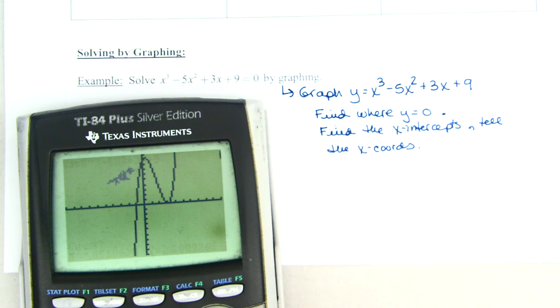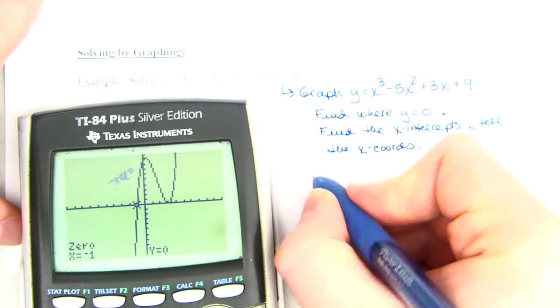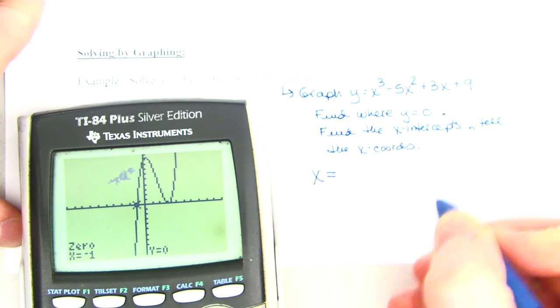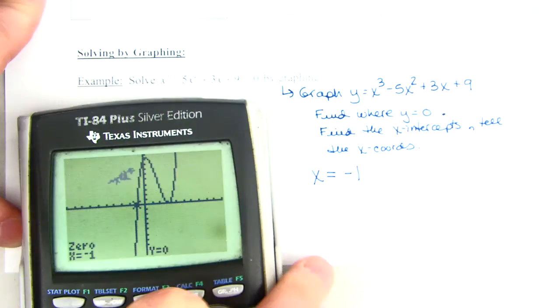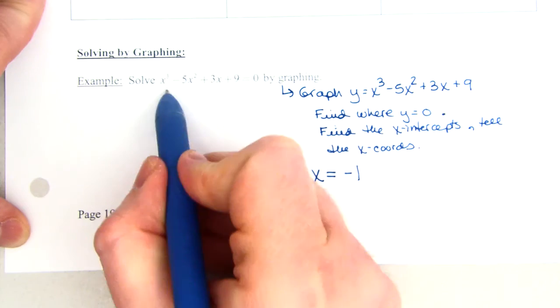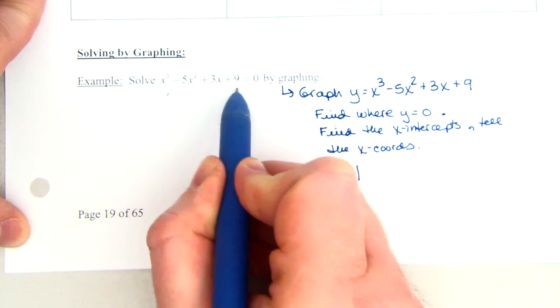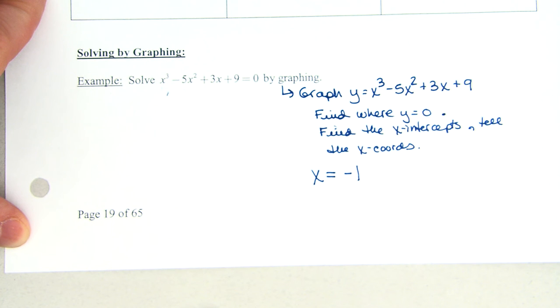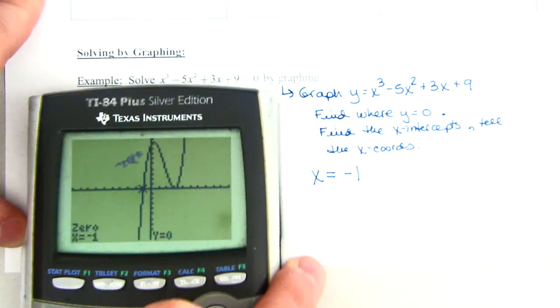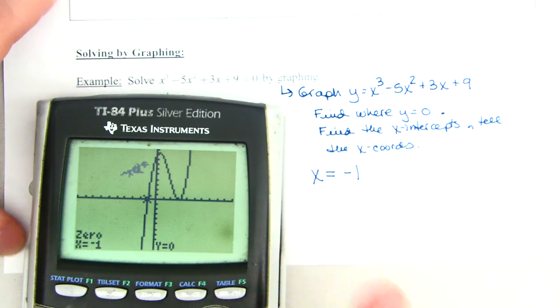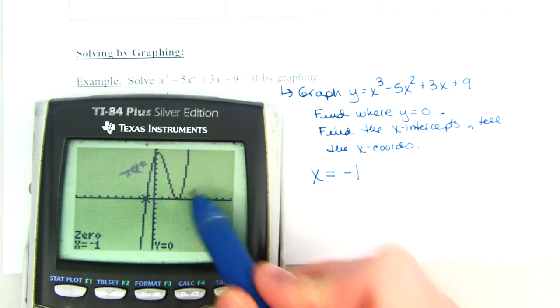My first one is giving x equals 1. And we're just going to tell the x-coordinates of these things because the original equation I wanted you to solve, x cubed minus 5x squared plus 3x plus 9 equals 0, there was no y in there. It would only make sense to give answers with x's in them. I've got my first answer.